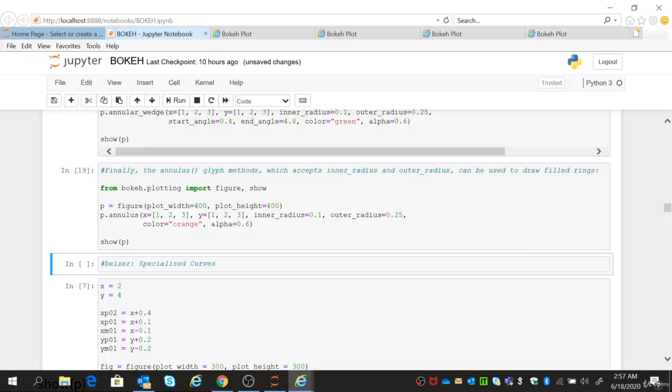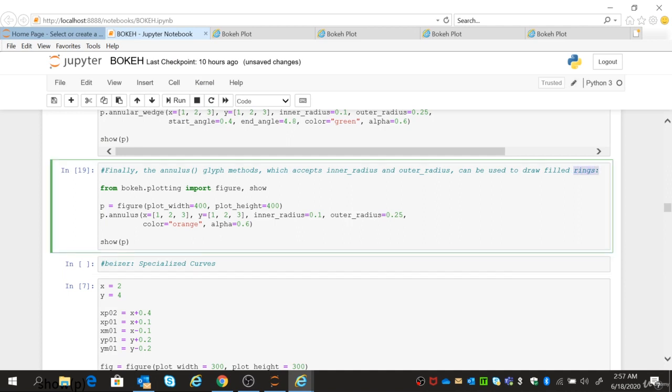See, all the three arcs are completely filled. So this is giving me a filled ring. That's what we specified: if you use annulus, it will give you a filled ring. So instead of an arc, the arc has been extended further to form a ring. When you're forming a ring, the inner and outer radius is obviously there, so that we have mentioned.